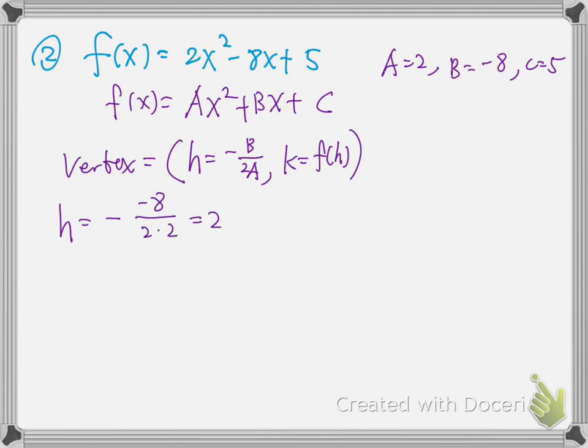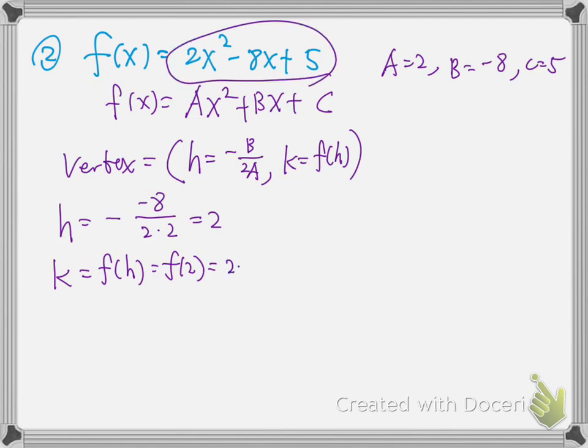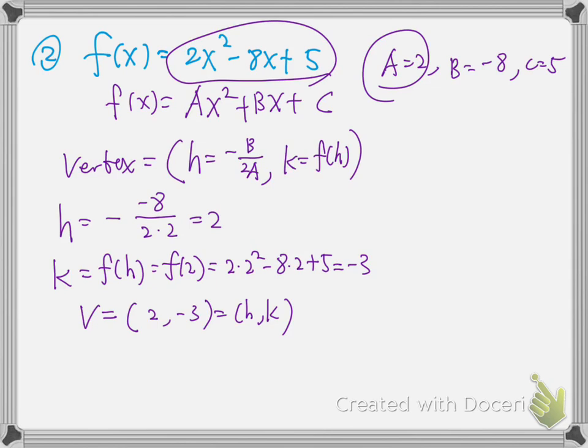Here h is -b, and b is -8, over 2a, so 2 times 2. Then we got h equal to 2. Okay, so k is f of h, so k is f of 2. You plug in 2, replace x by 2 here. Then we got 2 times 2 squared minus 8 times 2 plus 5. This is 8 minus 16 plus 5, which is -3. So we got the vertex is (2, -3), right? So this is (h, k). And then a is positive, so we got a U shape. Here is the vertex.